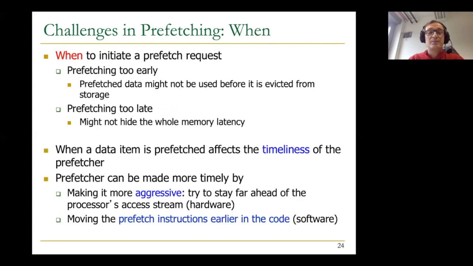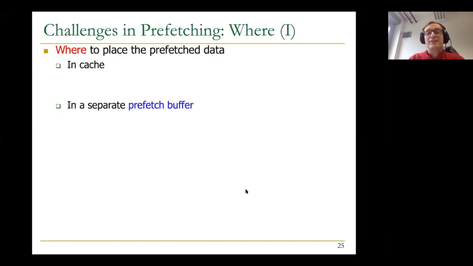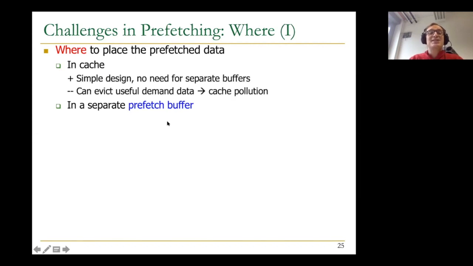Okay, the third question and challenge in prefetching is where? Where do you place the prefetched data? And usually there are two options. Today, you usually put it in the cache or in a separate prefetch buffer. In the cache, the design is simple. There's no need for separate buffers, clearly. And this is good. There's only a single point of entry, or the processor needs to check only a single place, let's say just the cache, right?